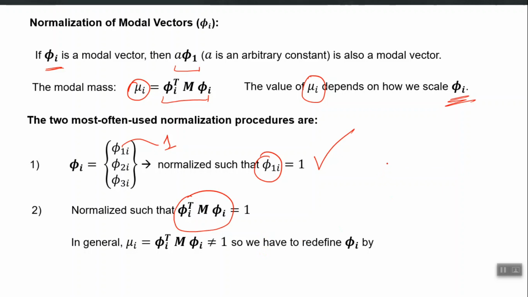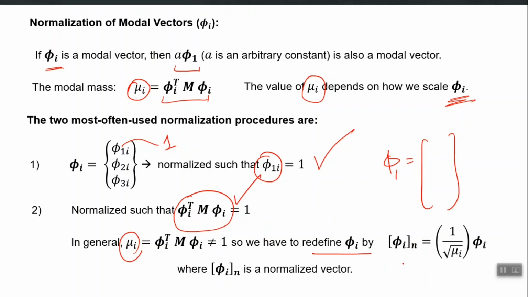For example, that program will give you phi 1 in such a way that when you take this product for the first mode, you get the modal mass for the first mode equal to 1. Similarly, it gives you the second mode shape in such a way that when you write this equation for the second mode, you get mu 2 equal to 1. The second modal mass will be equal to 1. In general, we know that modal mass is generally not equal to 1, so we redefine phi i, normalizing it such that this equation is satisfied.